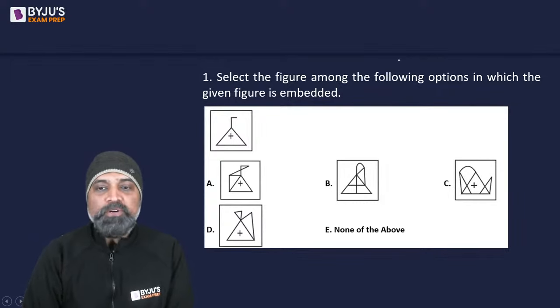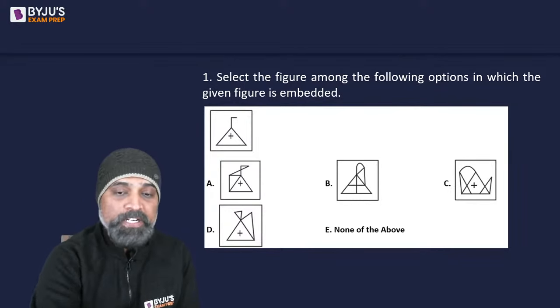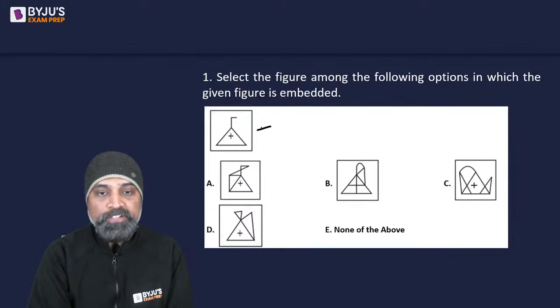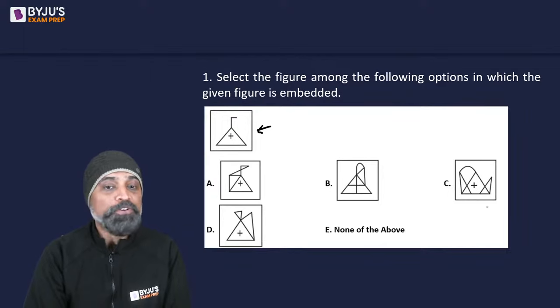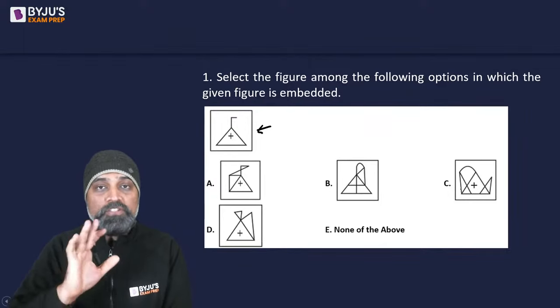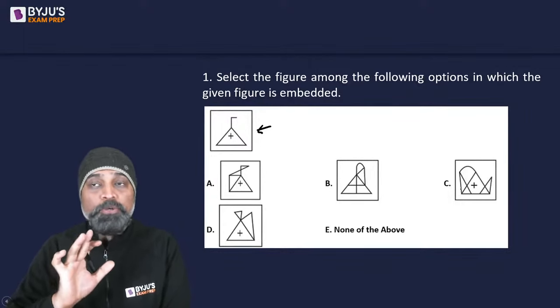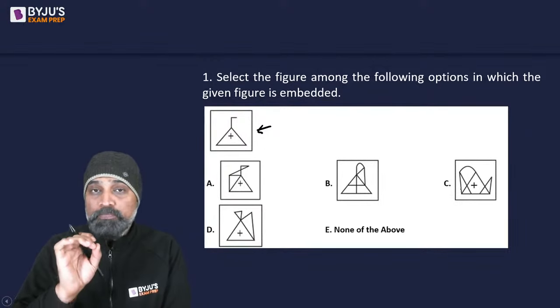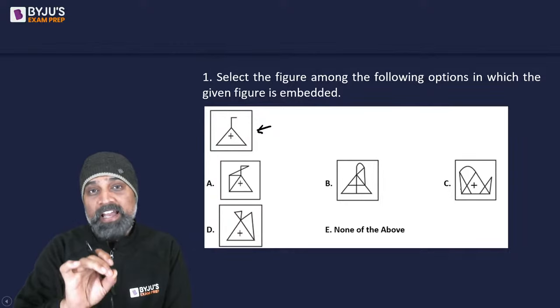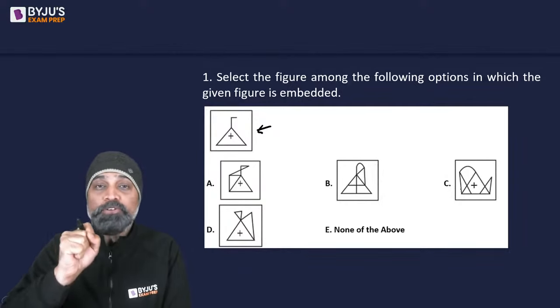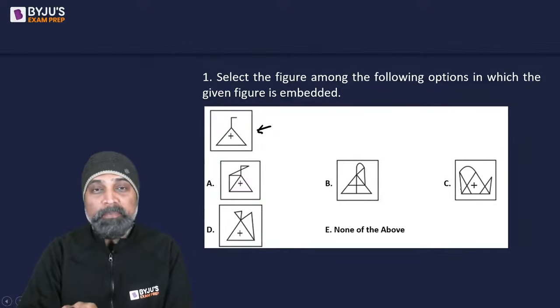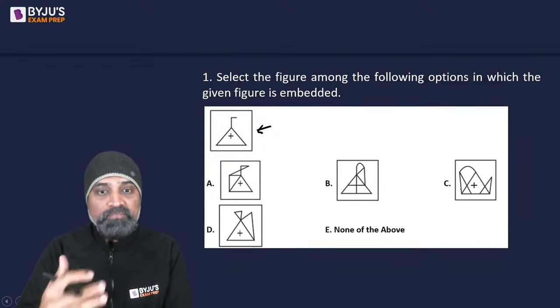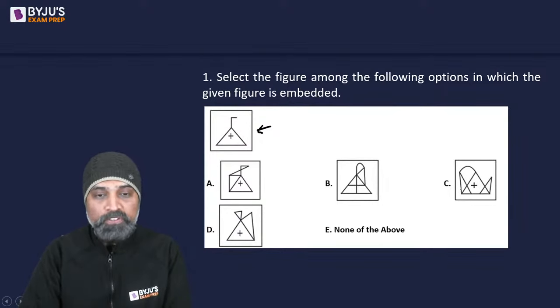Select the figure among the following options in which the given figure is embedded. So we need to see this particular figure. This is the question figure, right? And we need to find out where we see it. You should be visually very competitive in such questions. You should be able to see a particular figure and figure out where it is embedded. This comes with practice, of course.